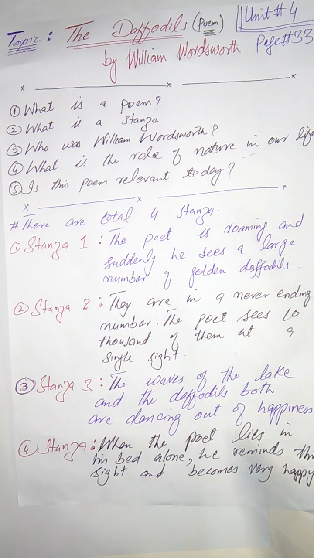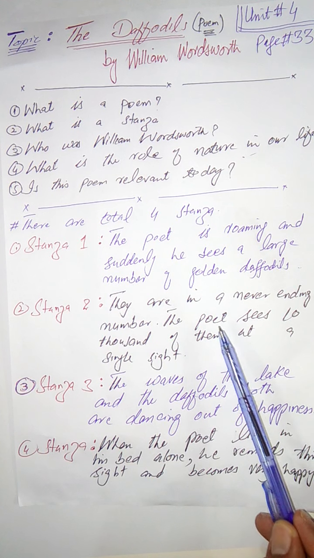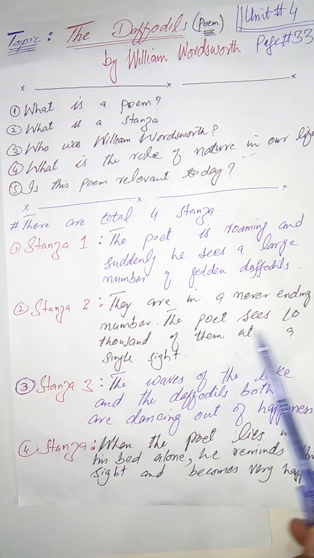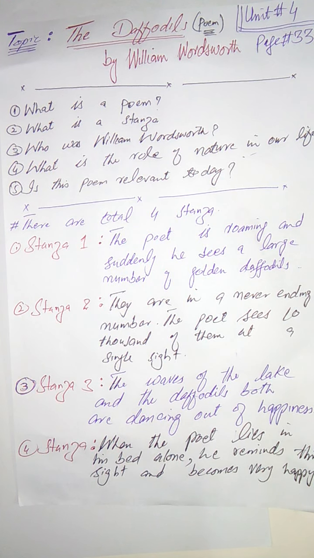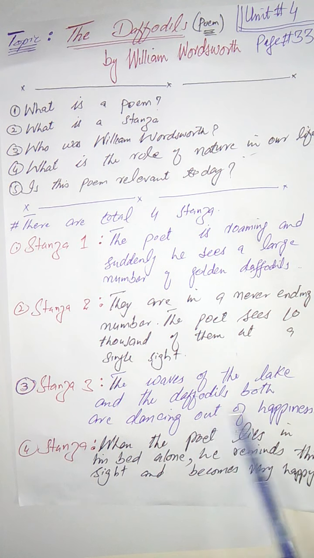Then in the second stanza, he says that those daffodils are in a never-ending line. They are in a large number. They are infinite. The poet sees 10,000 of them at a single sight. Now this is exaggeration. You cannot count the daffodils while looking at them. But the poet said, 10,000 saw I at a glance. So this is exaggeration. And then in the third stanza, the waves of the lake and the daffodils both are dancing out of happiness, because those daffodils grow on the bay of the lake. So the water in the lake and the daffodils are both happy and dancing.